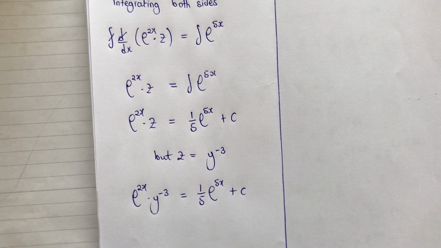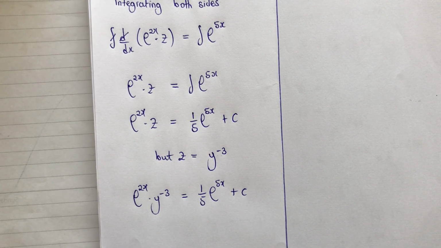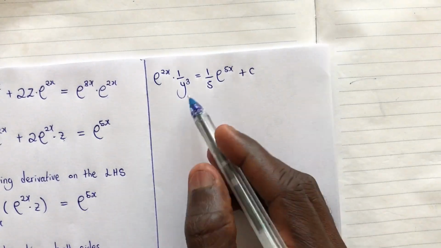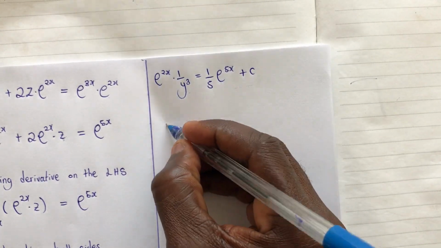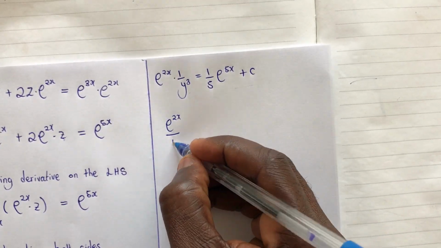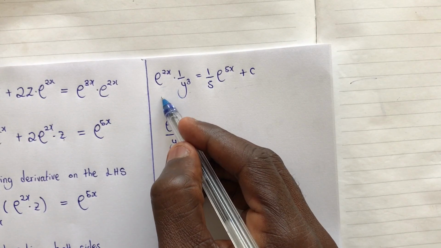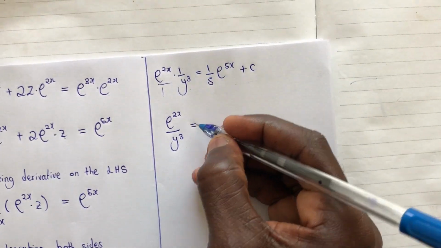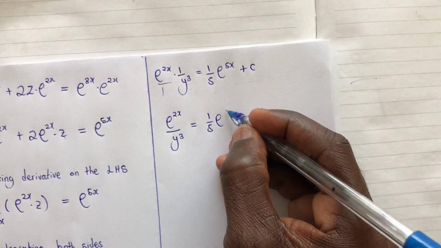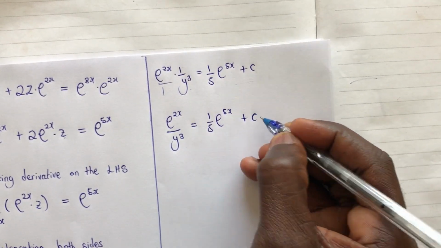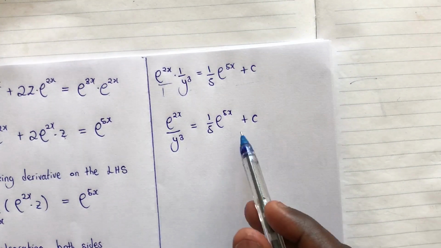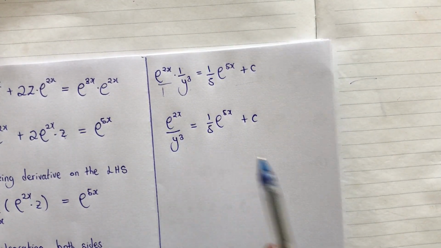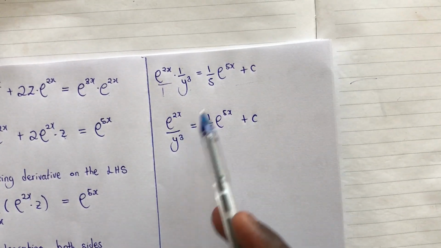The rest is now calculation because we have done integrating both sides of the function. So you just need to know how to manipulate the function to reduce it to the simplest form. Now from here, we can rewrite this as e^(2x) all over y to the power 3, equal to 1 over 5 e raised to the power 5x plus c. Now I can take the LCM on the right hand side, then cross multiply and make y cubed the subject. You can choose to leave your answer here.